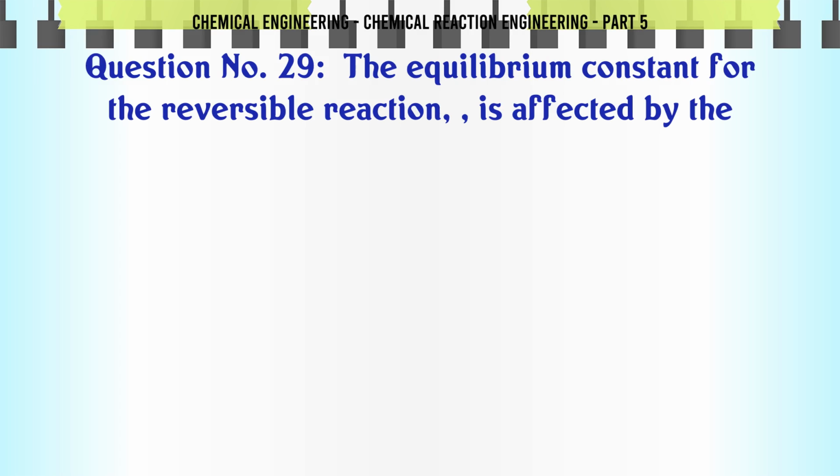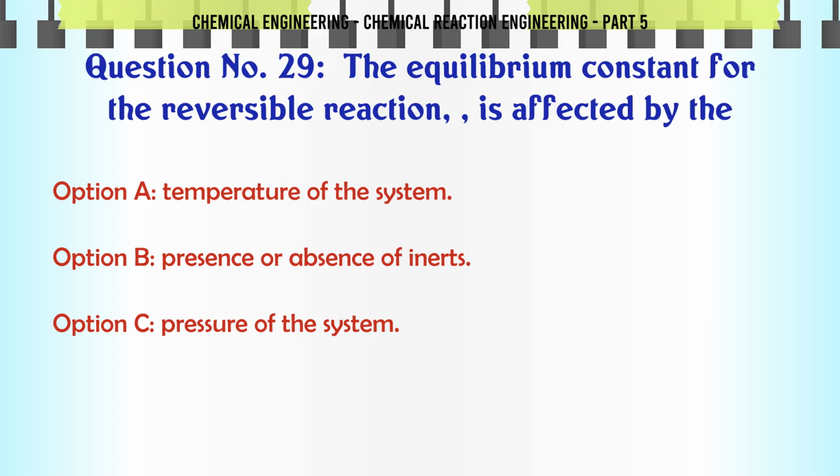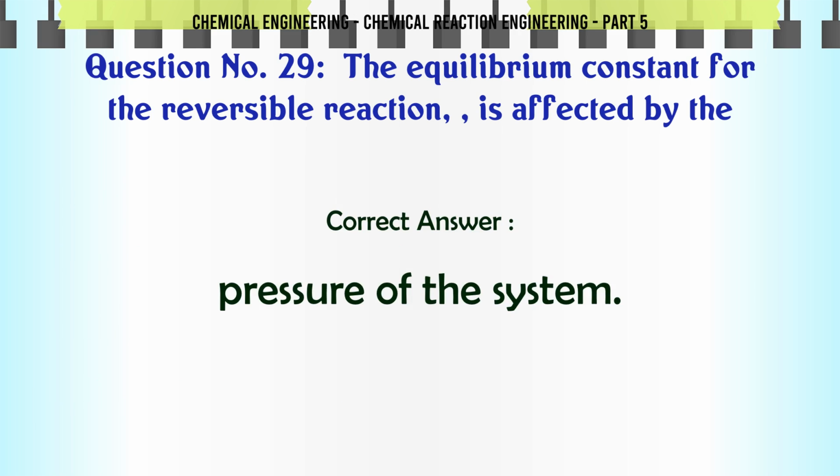The equilibrium constant for the reversible reaction is affected by the A. Temperature of the system. B. Presence or absence of inerts. C. Pressure of the system. D. Kinetics of the reaction. The correct answer is pressure of the system.